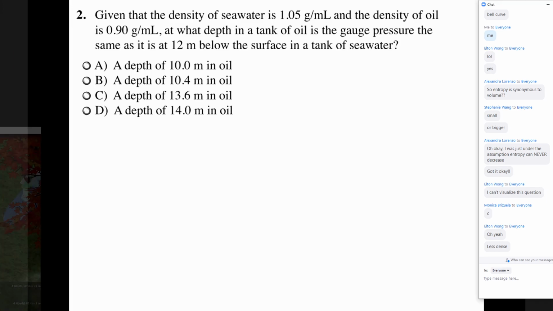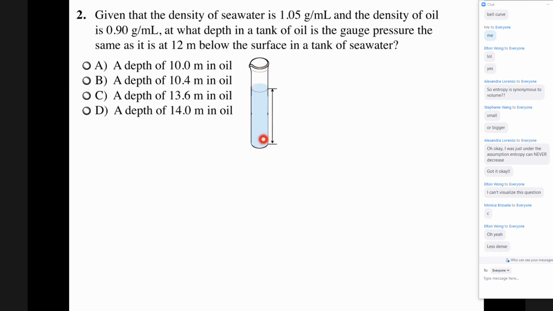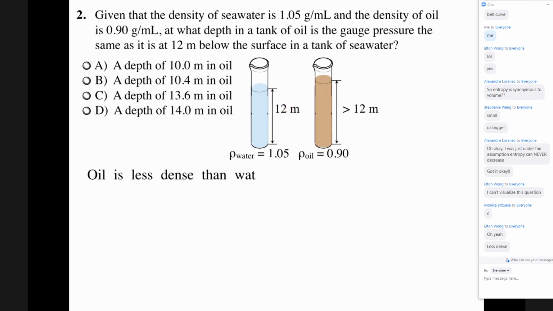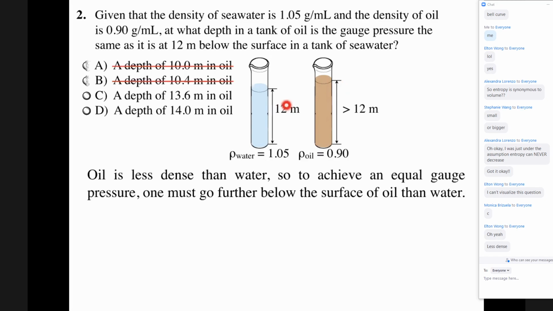Mathematically, I'll make it make sense, but I hope that seems reasonable. If you were 12 meters down, and it looks like a test tube, which, good luck imagining a 20-meter-tall test tube, you'd have to have more oil because it's less dense. So it would have to be more than 12 for it to be equal. So 12 at 1.05, if it's only 0.9, you'd have to have more of it. So how many agree you cannot have A or B? It's got to be more than 12, so it's got to be either C or D.